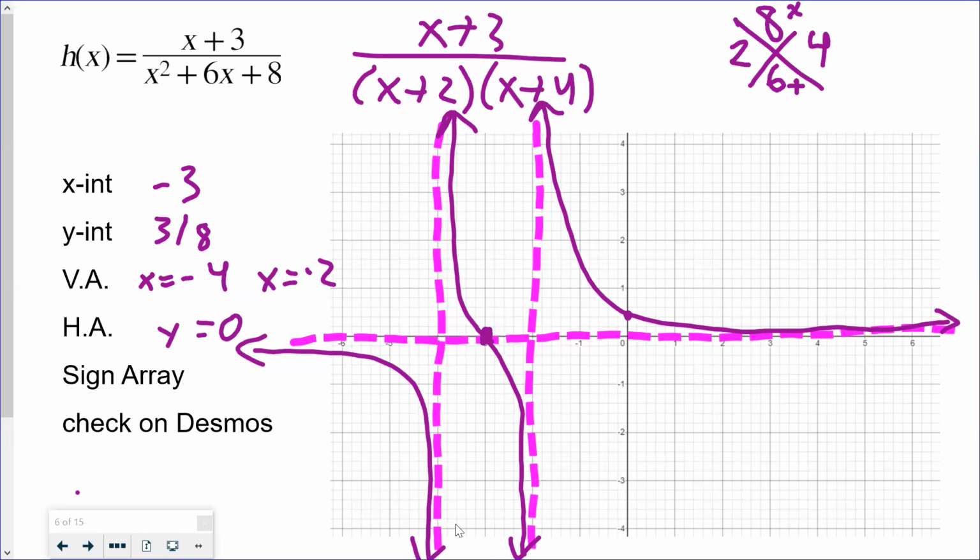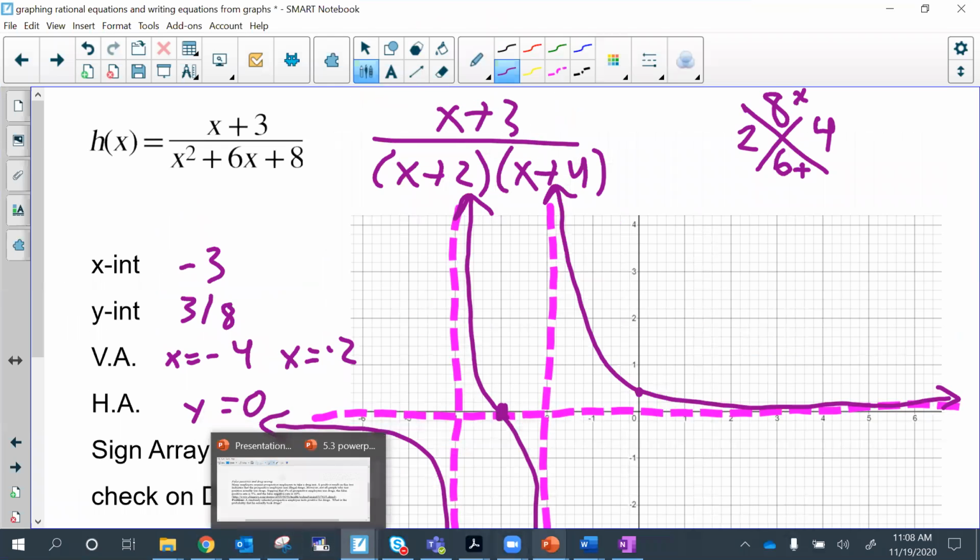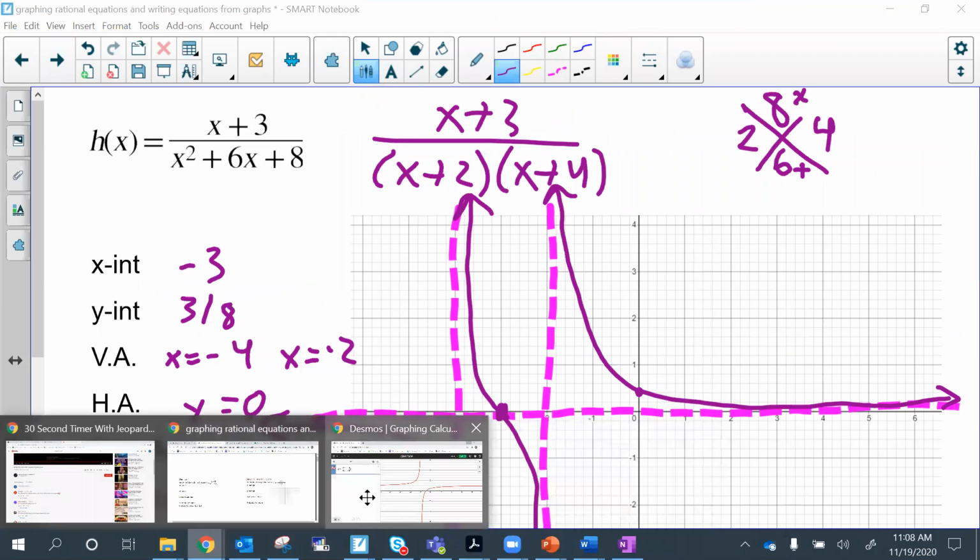How do you guys feel? Is that something you feel like you got? That you were able to get most of it or you're on track to get it? Well, let's go and graph this. So this is x plus 3 over x squared plus 6x plus 8. So go in here.